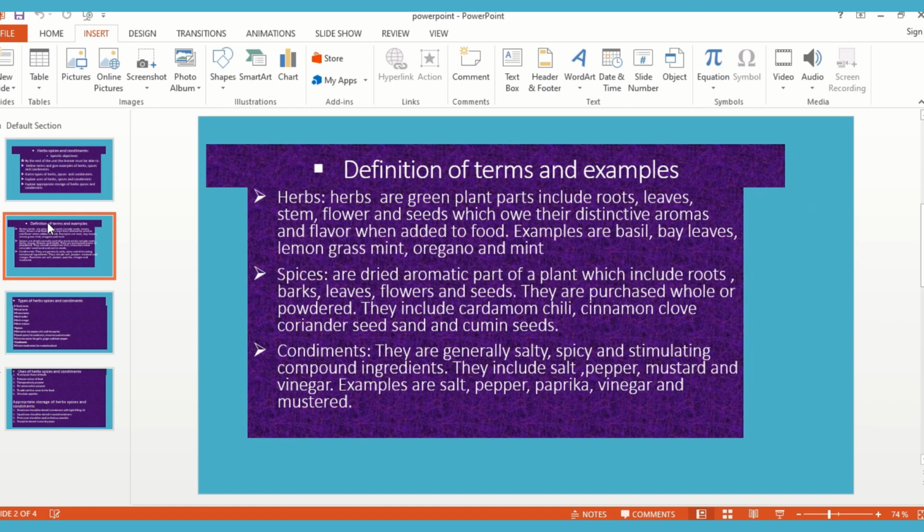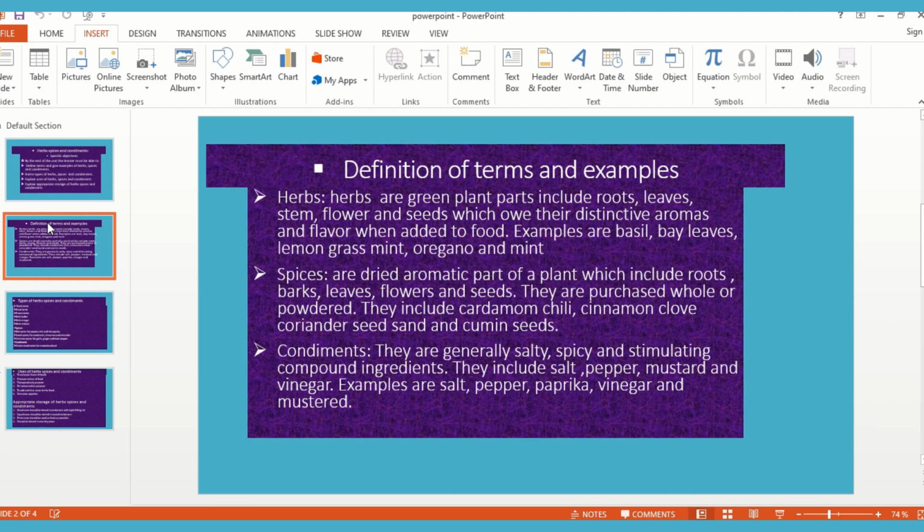Let us look at the definitions of the terms and give the examples of each. Let's start with the term herbs. Herbs are green plant parts including the roots, the leaves, the stems, the flowers, and the seeds, which owe their distinctive aromas and flavor when added to food.